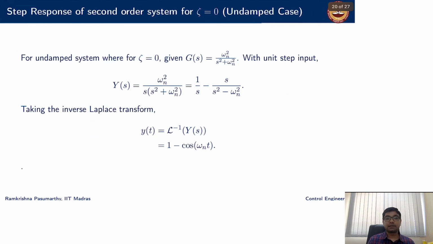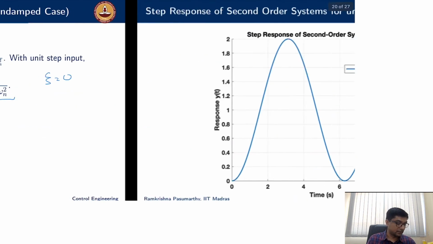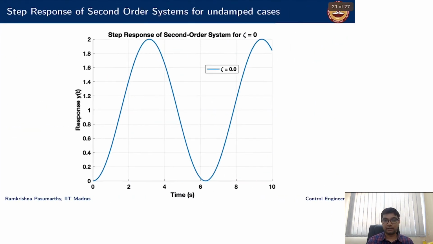For the undamped case, things are easier. I have y of s is something like this, where I'm looking at zeta equal to 0, resulting in a solution of this form. The system knows it has to reach 1, but doesn't know how to stop. It just keeps oscillating around 1. This is how the graph of this will look. It just goes from 0, it goes to 2.